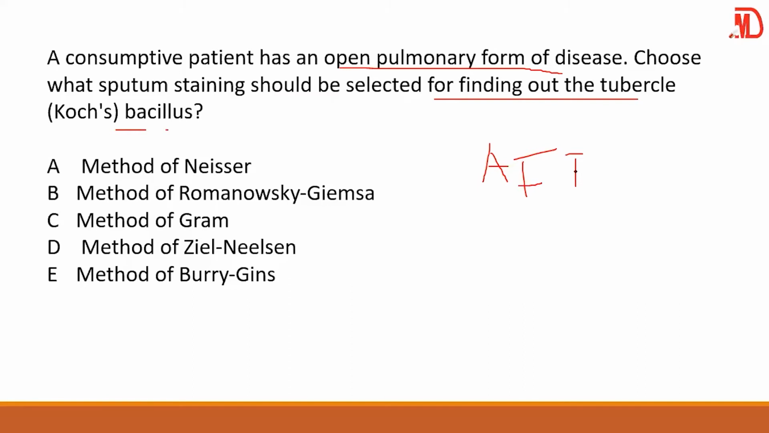Ziehl-Neelsen stain. It means the same thing. So this is the same as what? Acid fast test or acid fast stain. It is used for the diagnosis of what? Tuberculosis, or mycobacteria. So here you are looking at what? D.